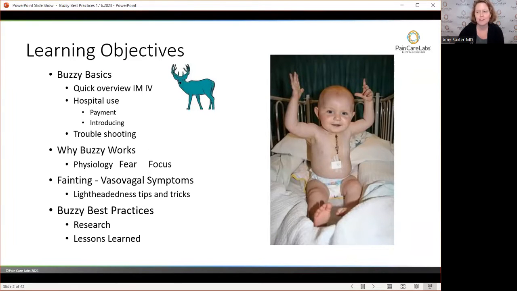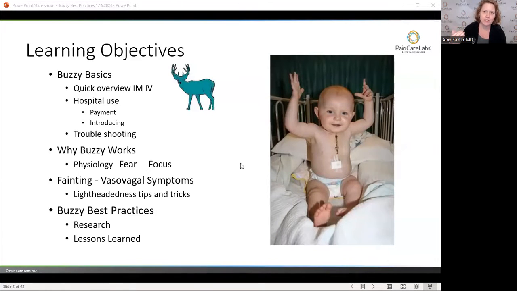We're going to start with the Buzzy basics. Here's the basics of how to use it. We're going to do a quick overview of the two most common procedures done with Buzzy, which are IV and IM. Then we'll talk about introducing into a hospital, including the nitty-gritty like payment and how you get the staff to take a new device. And then we'll talk a little bit about troubleshooting.